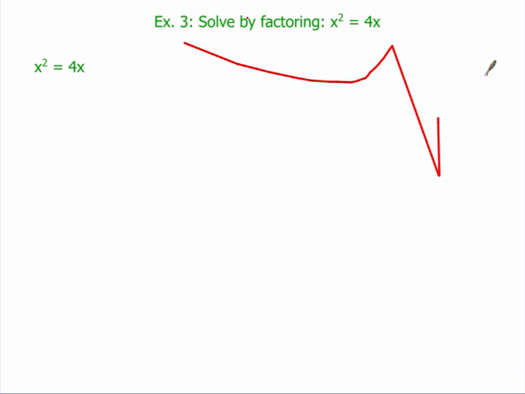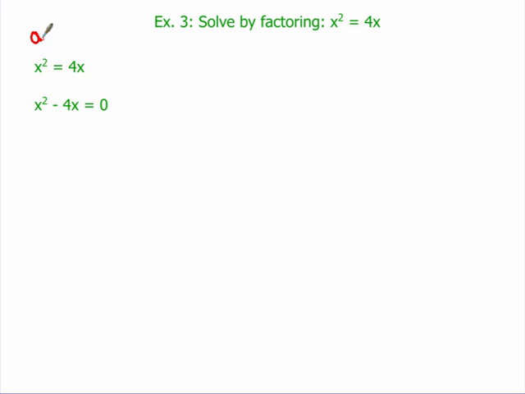Okay, now, let's take a look at example 3. So, I've got x squared equals 4x. So I know that I need to put this into ax squared plus bx plus c equals 0. So the way I'm going to do that, subtract 4x on both sides. Some of you might be noticing I don't really have a c term here. Well, if we think about that, I do have a c term. It's just 0, but I don't really have to worry about that.